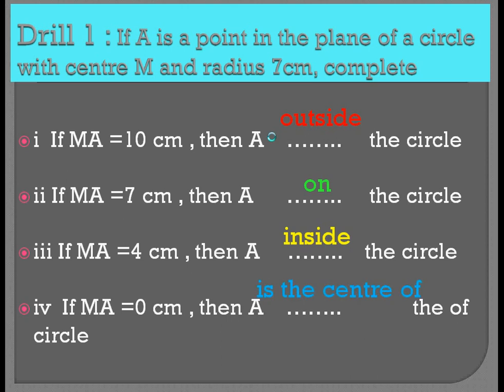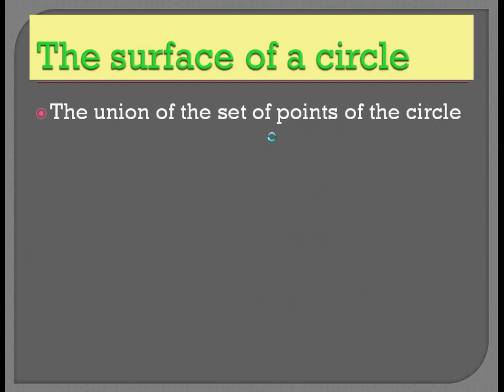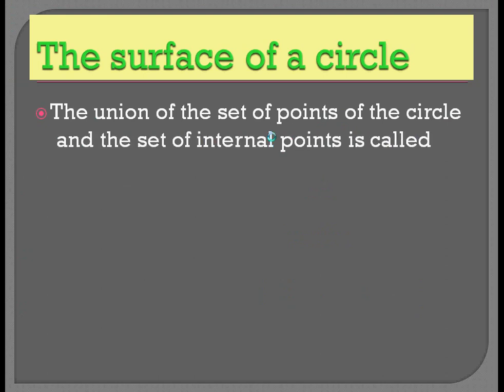Or we can say that A is the center of the circle itself. Now let's move to another point. It's the surface of the circle. We can say that the surface of the circle is the union of the set of points of the circle and the set of internal points, that is called the surface of the circle.